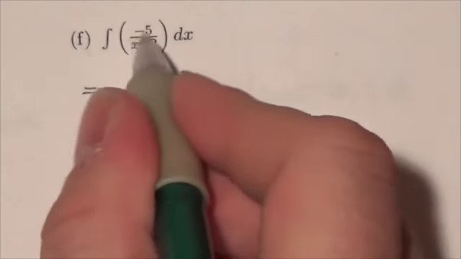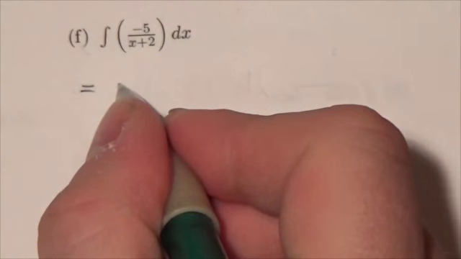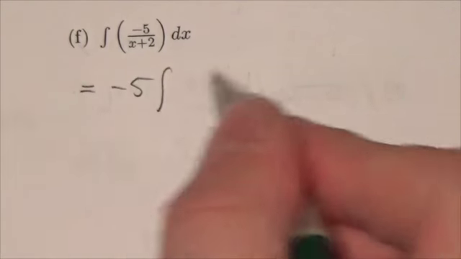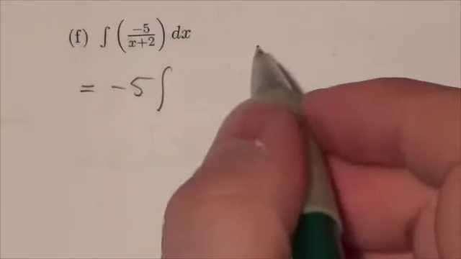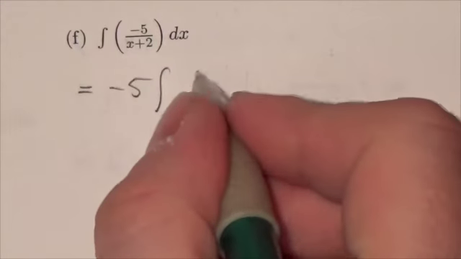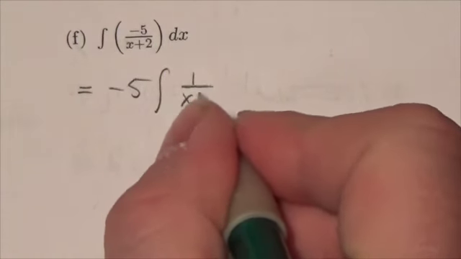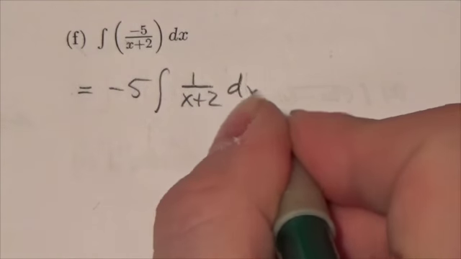I'm going to pull that -5 out. It's a constant. It's really not doing much of anything here, okay? I would take the antiderivative and multiply the constant through either first or last. So I'm going to just take that out. And so then what I'm left with is 1 over x plus 2 dx.